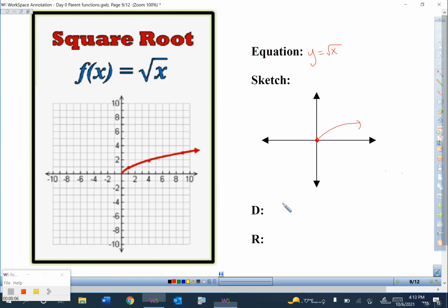Our domain starts at 0 included, and then goes to infinity. Same thing with the range. Lowest value we see is 0, goes to infinity from there. Go ahead and write that 0, 0 again. All of these points or asymptotes that we've been putting on these graphs are going to be important when we talk about sketching graphs based on transformations.